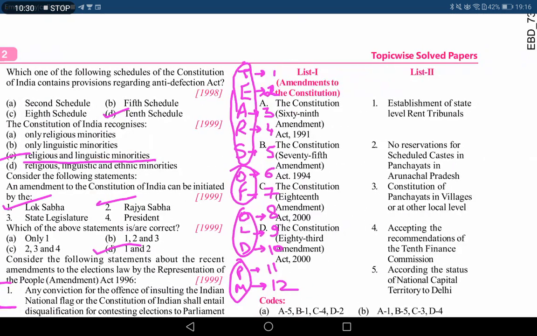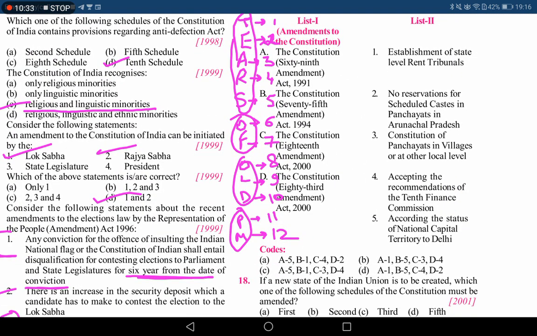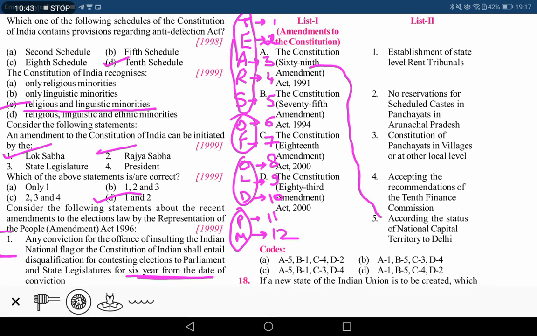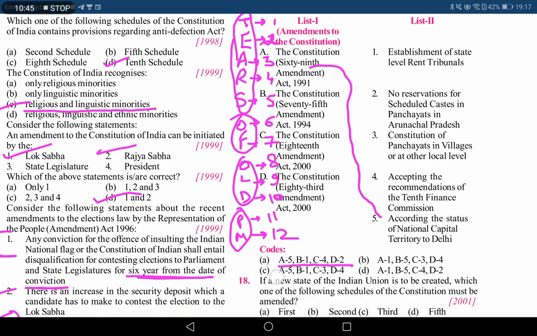Talking about the 17th question, there's this match the following. Okay, so the 69th Constitutional Amendment Act was regarding according the status of NCT, that is National Capital Territory, to Delhi. So A will be 5. Now that means either your option A is correct or option number C is correct. Let's see the other things.